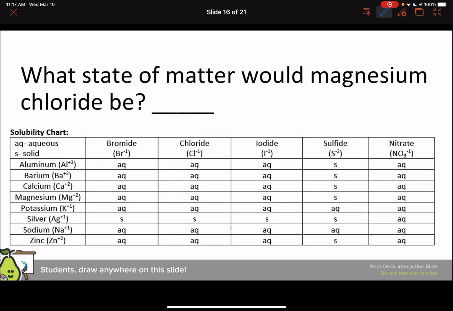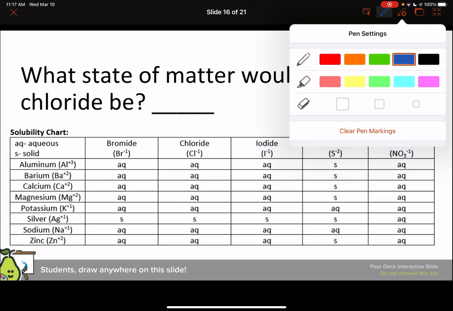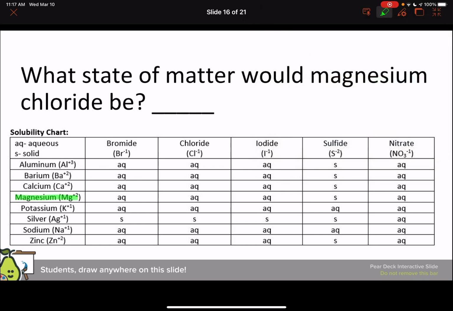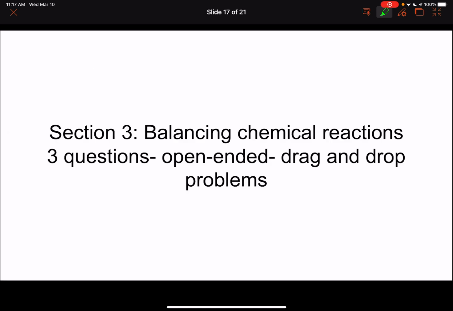Now, what state of matter would magnesium chloride be? So for this one, we're going to plot it out. We find magnesium, we find chloride, and we would see that this would be AQ, an aqueous solution, meaning dissolved in water. Now, section 3 is our final section, and it's going to be balancing.